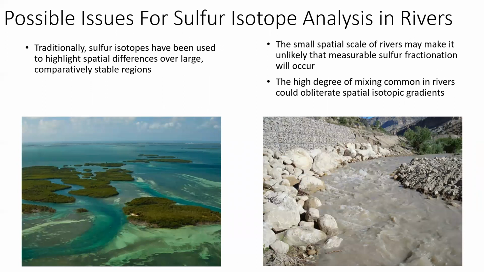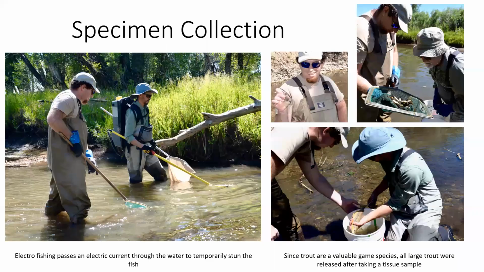In several studies, it has been found to be very useful in the analysis of large marine systems. However, sulfur has not been well studied in smaller freshwater systems, such as rivers. The small spatial scale and heavy mixing activity of rivers could potentially homogenize and obliterate any sulfur isotope gradients. Despite the potential challenges, I wanted to investigate the efficacy of sulfur isotope analysis in a river system.